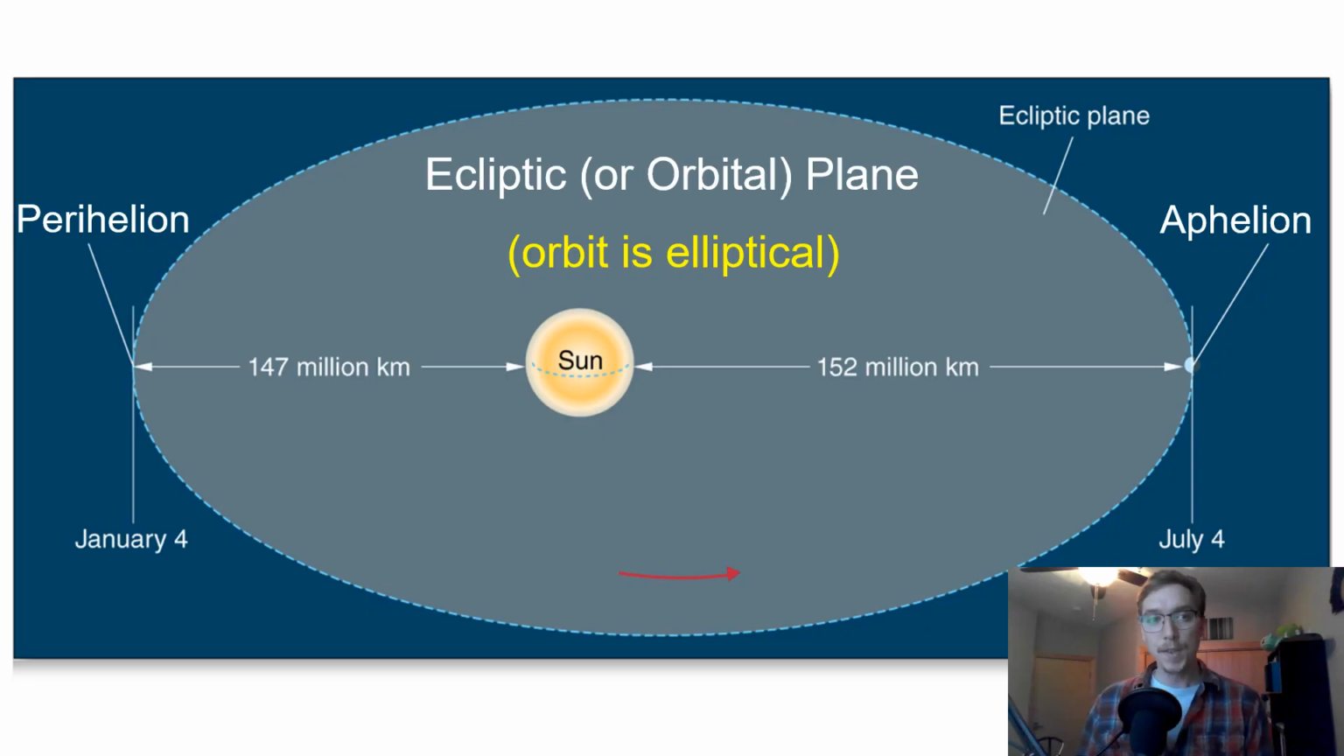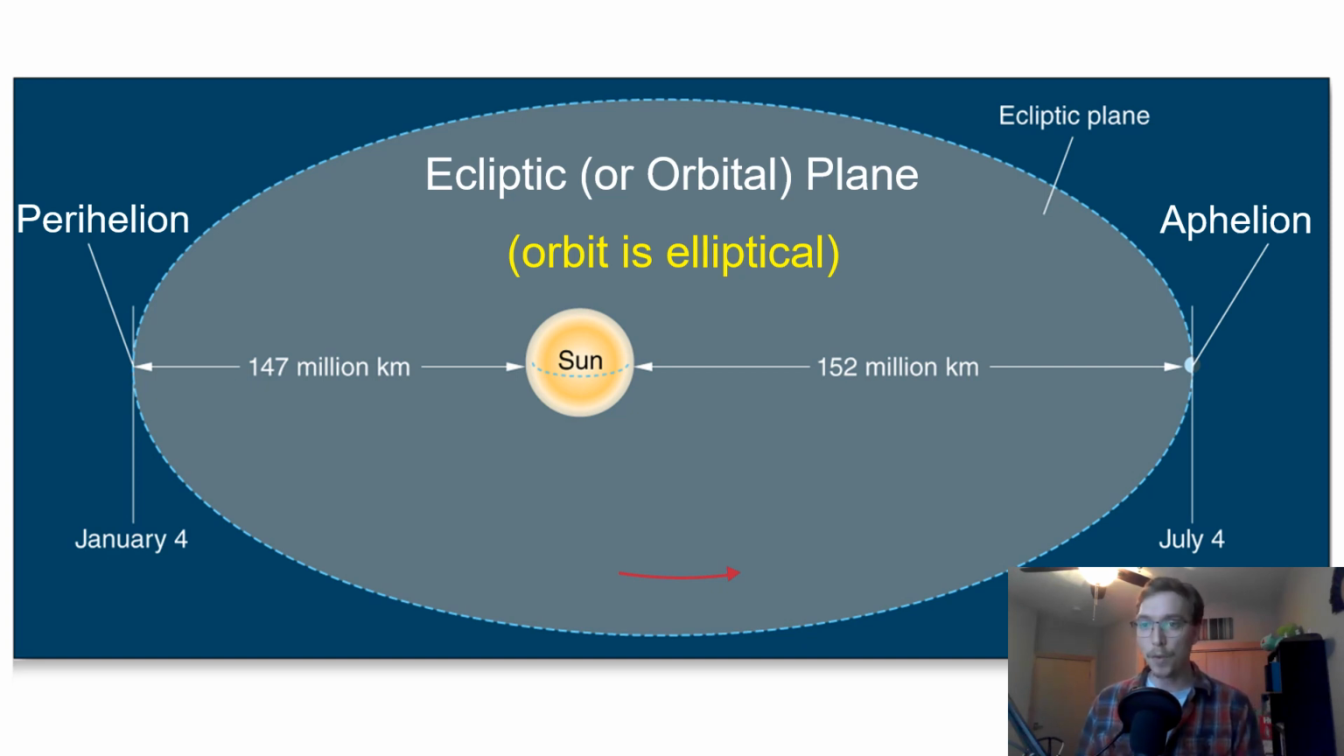So here we can see the perihelion and aphelion positions of our planet. The aphelion position is on July 4th when the Earth is furthest away from the Sun. And the perihelion is on January 4th when it is the closest distance to the Sun, which seems a little backwards, doesn't it? Well, notice the opaque plane that makes up Earth's orbital plane, you see that here, that is what we call the ecliptic plane.